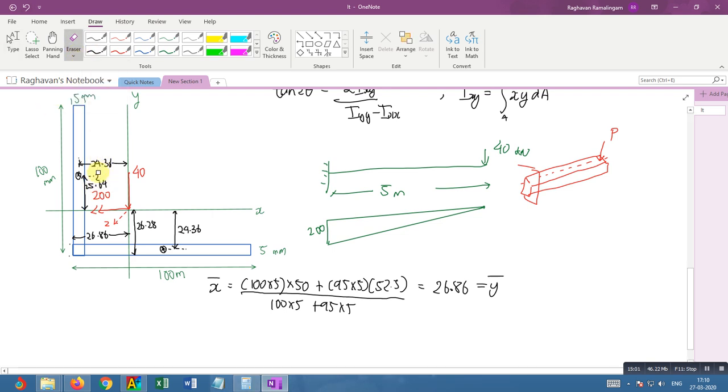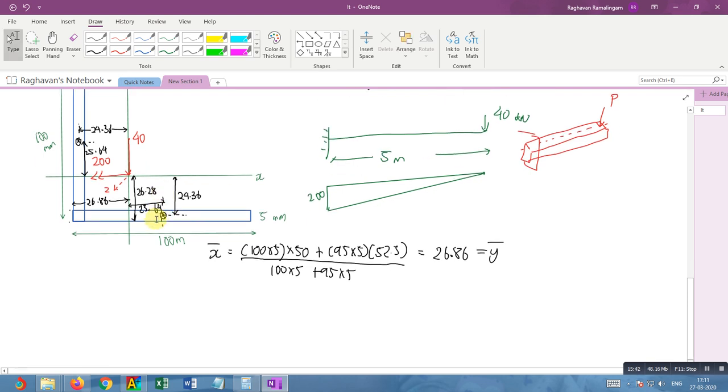And finally I also want from here to here. So that will be 50 minus 26.86. Wait a minute, just a minute. 50 minus 26.36, that is 23.64. Okay, so I get all of this.